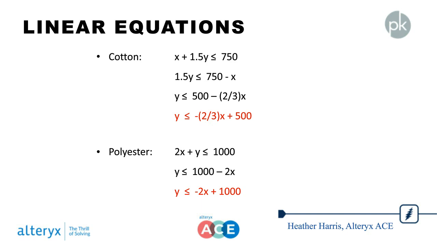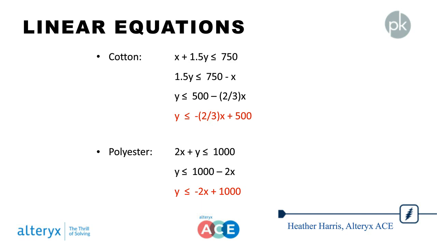So now the next step in order to get my y all by itself is to divide by 1.5, because then that'll just make it 1y. So if I divide my left-hand side by 1.5, I need to divide everything on my right-hand side as well.